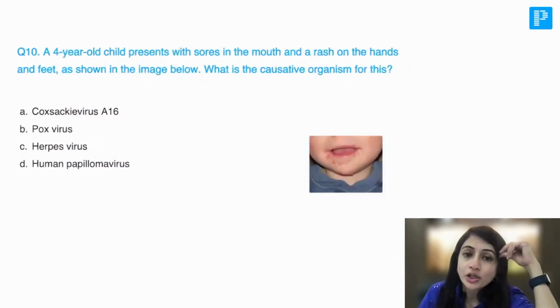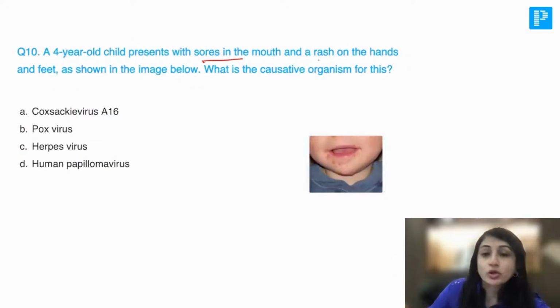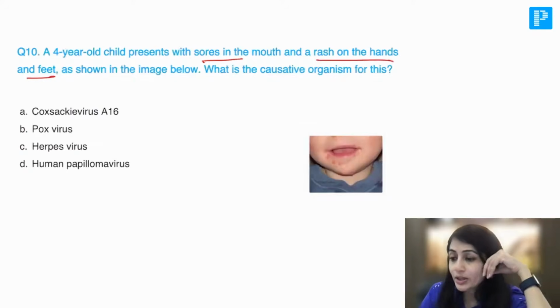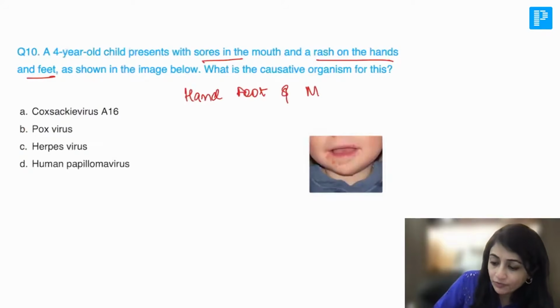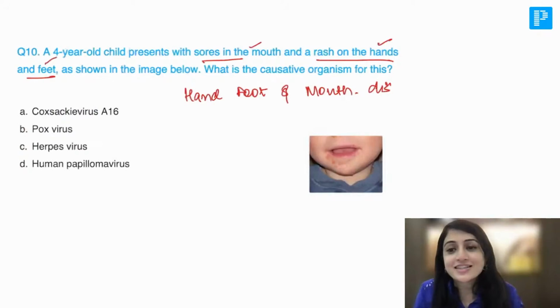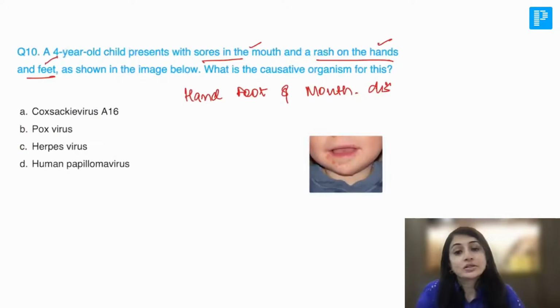A 4-year-old child presents with sores in the mouth, rash on hands and feet. What is the causative organism? So this is quite easy, I guess. Yes. So this is hand, foot, and mouth disease, right? Or HFMD. You have oral erosions, you have hands and feet involved. This is, I think, the easiest to diagnose in dermatology, as the name suggests, right? So hand, foot, and mouth disease in a child. It is caused by Coxsackie A16 virus, right?